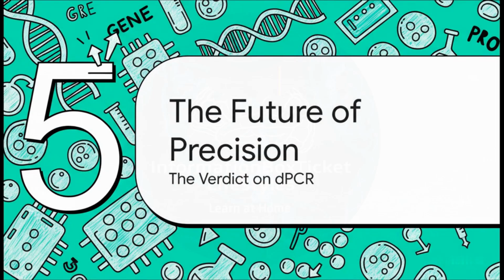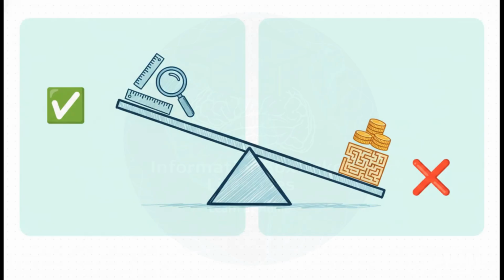So let's wrap this up. What's the final verdict on dPCR? Let's take a look at the good, the bad, and where this incredible technology is headed. Okay, let's break down the pros and cons. On the advantages side, it's a home run. You get that absolute number without needing to run standards, it's ridiculously sensitive and precise, and it's way more forgiving if your sample isn't perfectly clean.